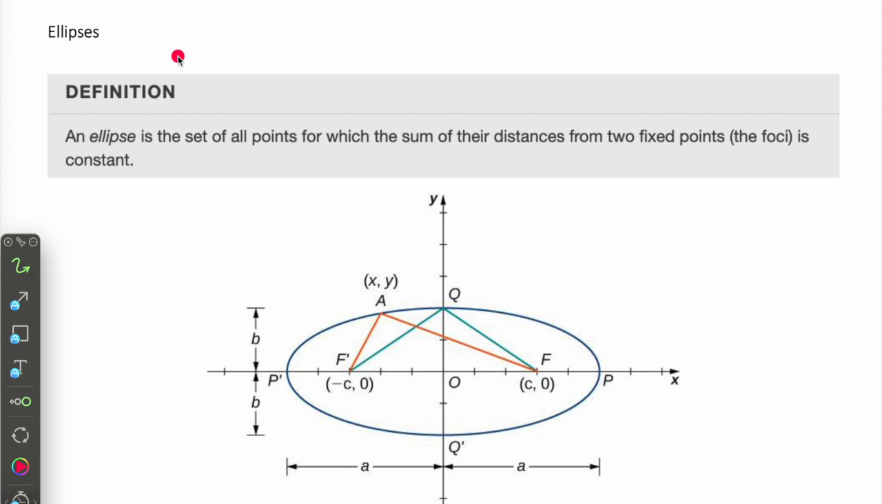Okay, now we're going to look at the conic section, the ellipse. Here's the official definition. An ellipse is the set of all points for which the sum of their distances from two fixed points, called the foci, is constant.